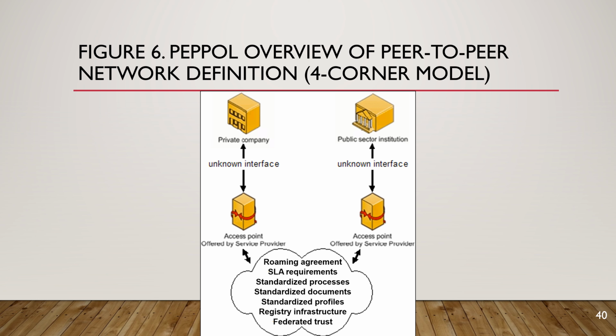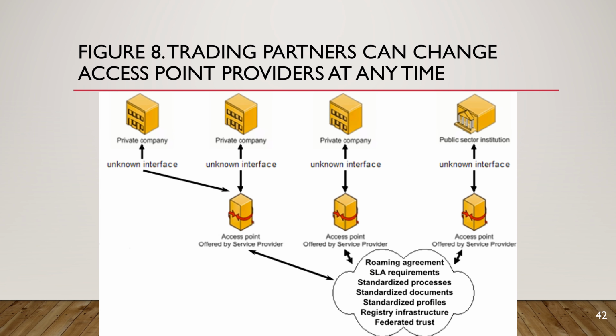We have private companies, private organizations sending their business documents to an access point offered by a service provider. And we see a public institution, a government office, similarly sending and receiving documents from its access point. And in the middle, those two access points have set up roaming agreements, SLA requirements, standardized processes and documents, standardized profiles, registry infrastructures, and federated trust. So this is a very simple example, and not only that, on a peer-to-peer basis, this four-corner model extends very easily, efficiently, and with little additional cost.